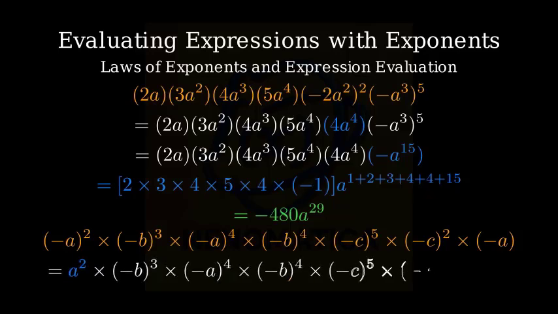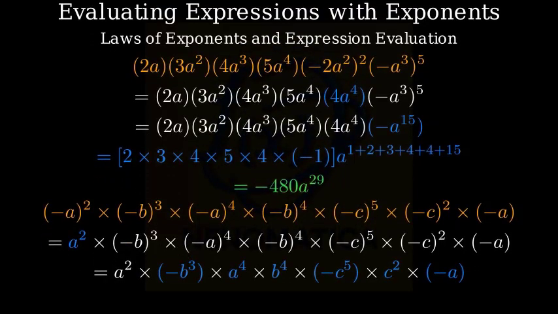First, let's evaluate each term separately. -a squared equals +a squared because a negative number squared is always positive. Let's continue evaluating each term. -b cubed equals -b cubed since raising a negative to an odd power keeps the negative. -a to the fourth equals a to the fourth, since raising a negative to an even power gives a positive result. -b to the fourth equals b to the fourth.